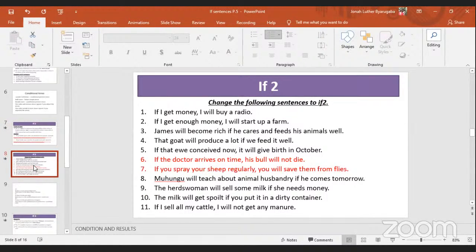So here are some sentences. Change the following sentences to if two. We are going to do, yes, Sharon, you do number 1, and Shamad will do number 2, like that, and then we see where we shall be. Okay, teacher. Yes, you're excused.